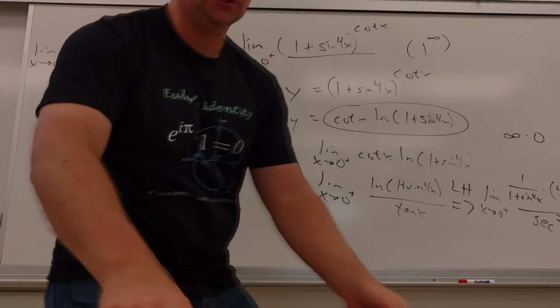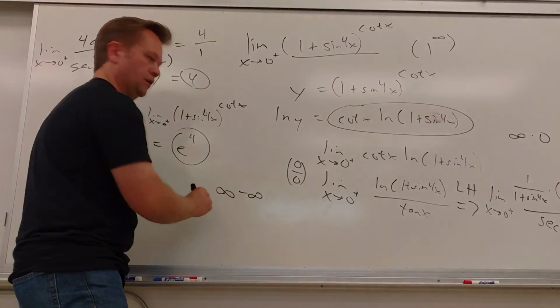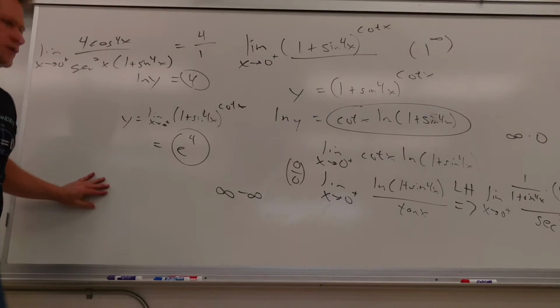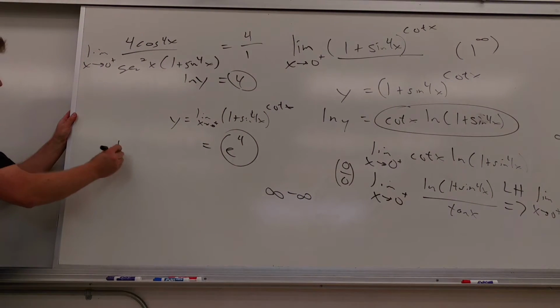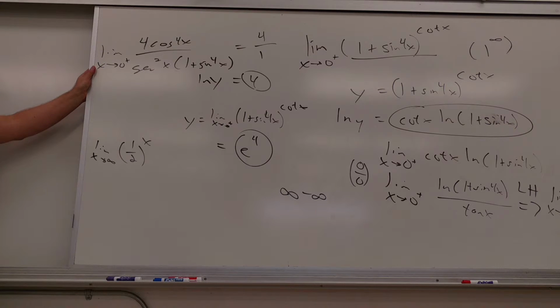I think that's all the time I got. So we still have to talk about infinity minus infinity. We just did 1 to the infinity. And real quick, guys, somebody tell me what that limit would be? 0. Yeah, why? It's 0, exactly.